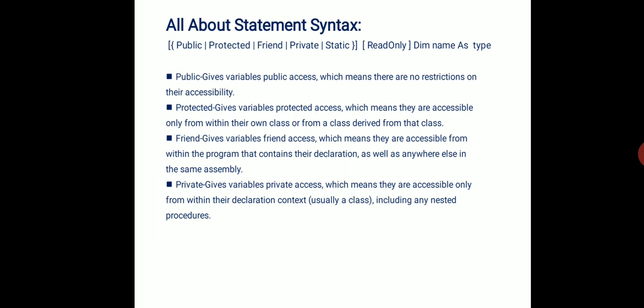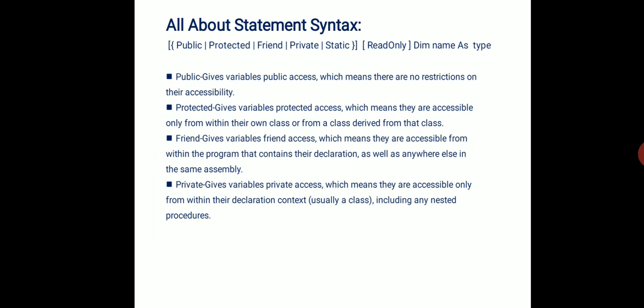These are all object oriented concepts, and your VB.NET is highly object oriented. Public, you know already, gives a variable public access, which means there are no restrictions on their accessibility. Okay, and next one, protected, gives variables protected access, which means they are accessible only from within their own class or from a class derived from that class. That means parent or child class. So these protected variables are used in a class or its child classes.